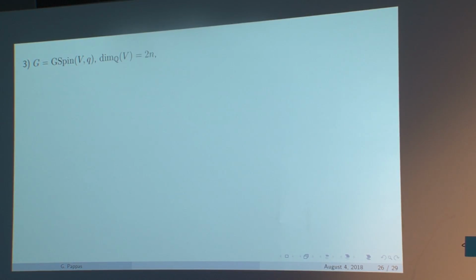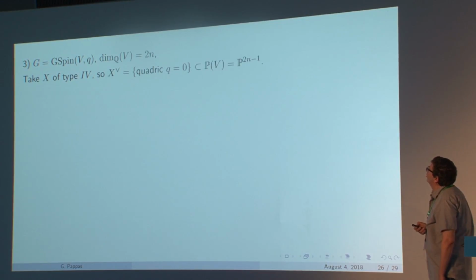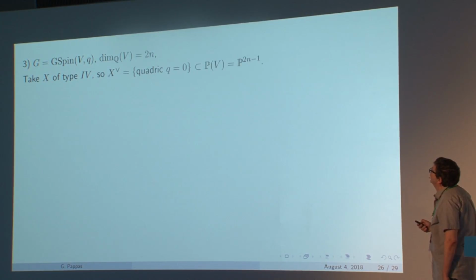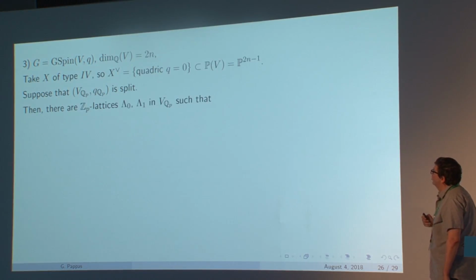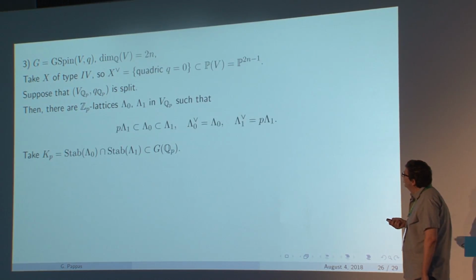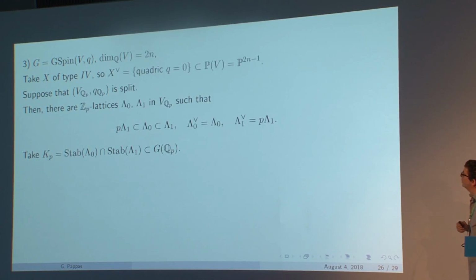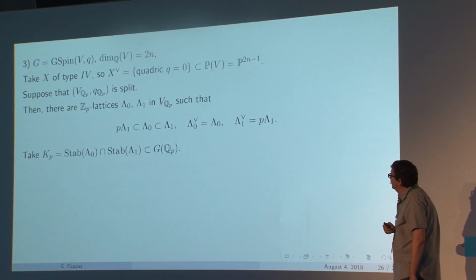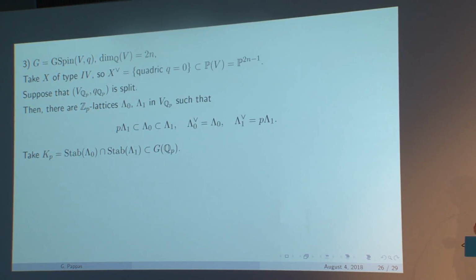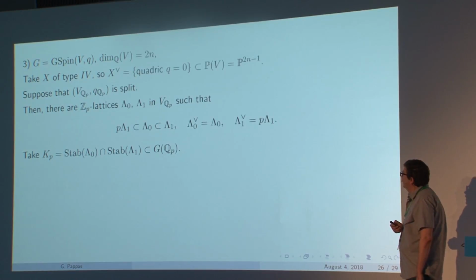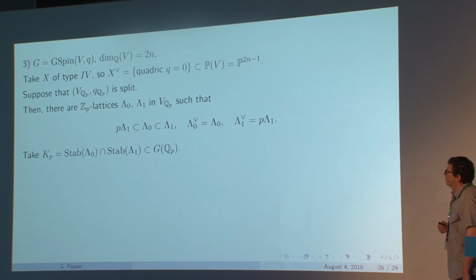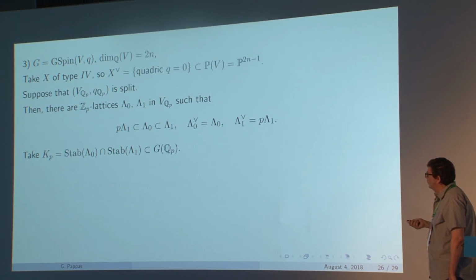I take the spin group, dimension 2n. I should say the signature is (2n minus 2, 2), and then the domain is of type IV, and so the compact dual is a quadric. Let's assume it's split over Q_p, and then there are lattices that have these properties. There's a lattice Lambda_0 that's self-dual, and a lattice Lambda_1 that's self-dual up to pi, called pi-modular. And I take the parahoric subgroup to be the intersection of stabilizers.